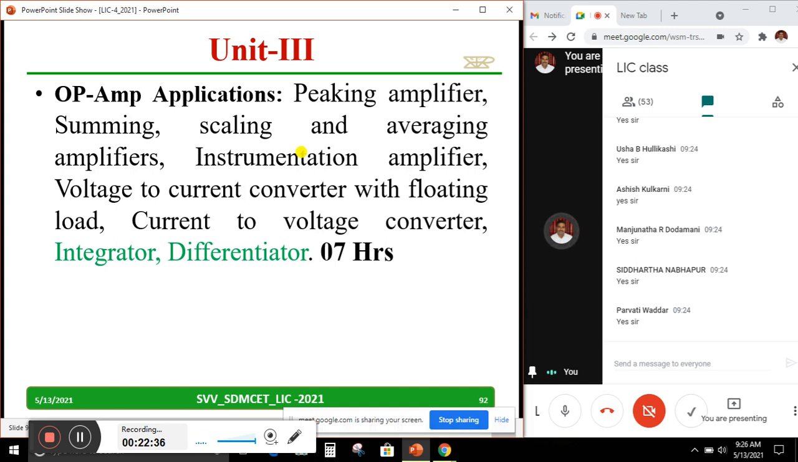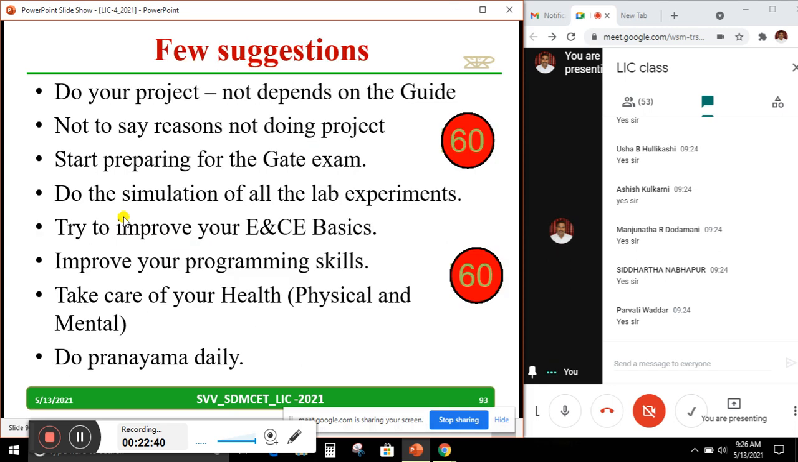Anyway, let me go to the integrator. Let me finish the integrator today at least. Before that, these are the suggestions.